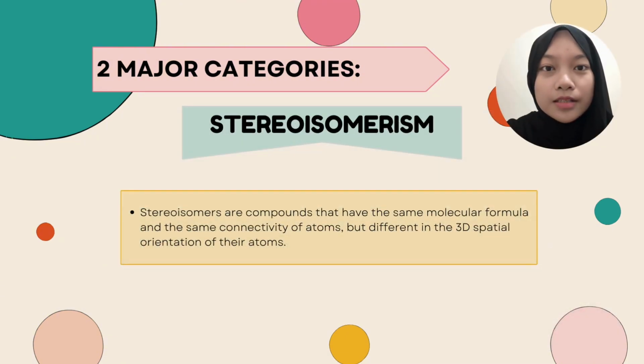The second one is stereoisomerism. Stereoisomerism refers to compounds that have the same molecular formula and the same connectivity of atoms but differ in the 3D spatial orientation of the atoms.